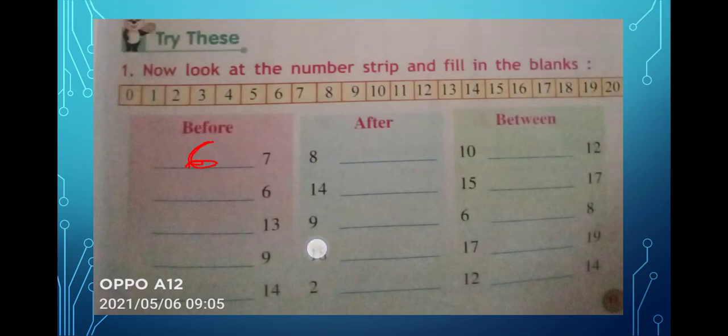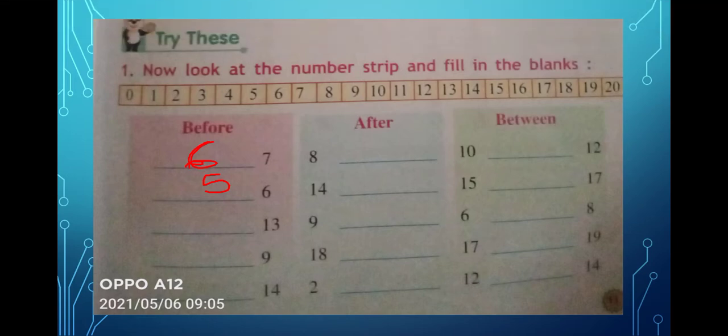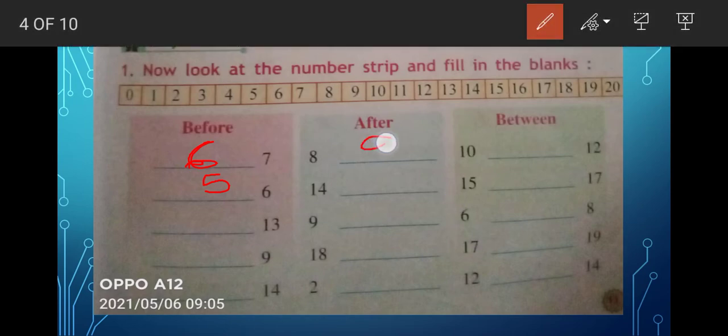Now, what is the number that comes before 6? Before 6 is 5. Yes. So you have to write here 5. Now, what is the number that comes after? I am going to do only 2 from each. The rest you will be doing. What is the number that comes after 8? After 8, will you be going to the right or left? After means you will be moving towards the right. Right? So, after 8 is what? 9. So, let us write here 9.